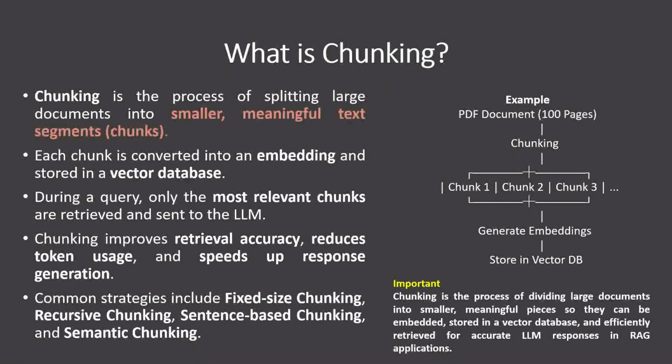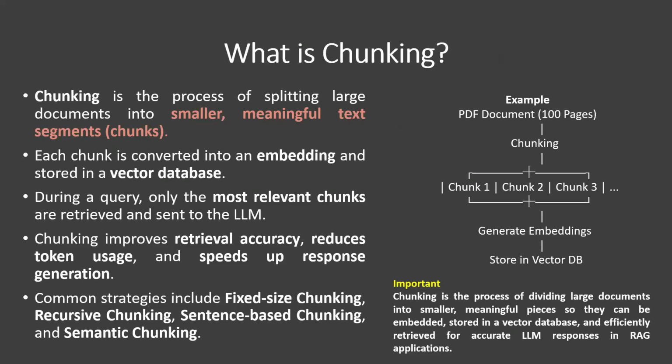The next question is, what is chunking? Chunking is a process of splitting large documents into smaller, meaningful text segments, that are called chunks. Each chunk is converted into an embedding and stored in a vector database. So during a query, only the most relevant chunks are retrieved and sent to the LLM. Chunking improves retrieval accuracy, reduces token usage, and speeds up response generation. Common strategies include fixed size chunking, recursive chunking, sentence-based chunking, and semantic chunking.